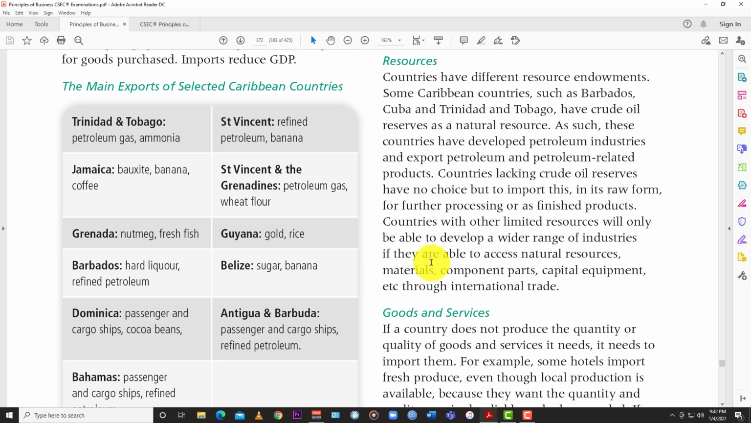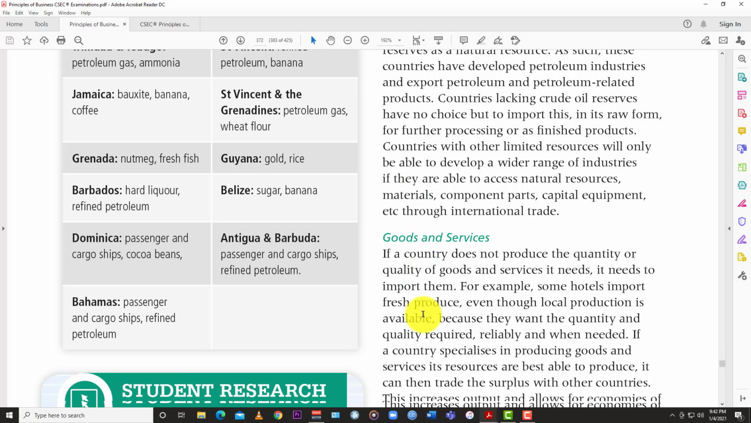Even if we're talking about stuff like gold, bauxite, aluminum, those natural resources, some countries have it in abundance, some don't, and so therefore you have to trade for those things. Same way, some countries can grow certain crops, certain vegetables, but others can't. And so those who can't will have to trade with those who can if you want to be able to get those kinds of resources. Right? So resources. Then you have goods and services.